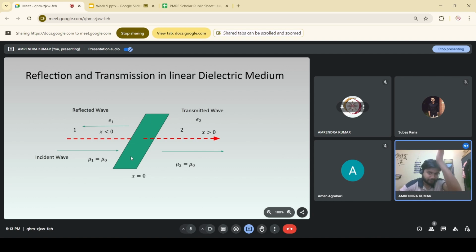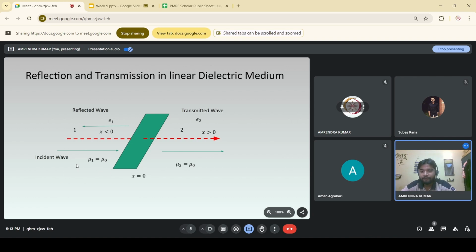So I'm showing the boundary, the sharp boundary, and to the left of that means x less than zero. You have medium one with permittivity epsilon one, and the second one is the medium with epsilon two. Now, what happens in x less than 0? Here you can see our incident wave is coming at the boundary, and then it's being transmitted, and some part of this is being reflected.